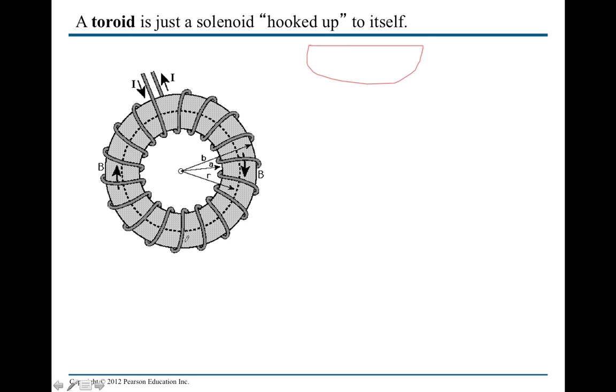So we connected the two sides in such a way that it's a donut. Now what we wanted to do was calculate the magnetic field at this point here, the magnetic field at this point here, and the magnetic field at this point here.